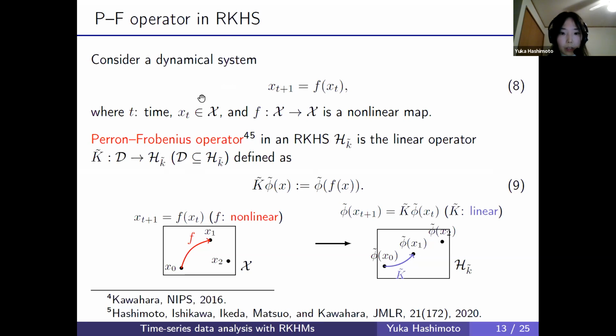And here t denotes time and f is in general a nonlinear map. And we consider a Perron-Frobenius operator in an RKHS. This is a linear operator defined like equation number 9. And this Perron-Frobenius operator describes the time evolution of this dynamical system. And an important fact is the nonlinear relationship between x_t and x_{t+1} in the original space is transformed into a linear one between phi tilde(x_t) and phi tilde(x_{t+1}) in an RKHS.